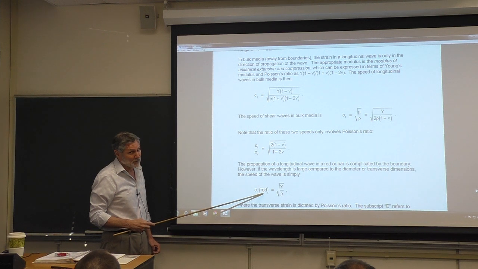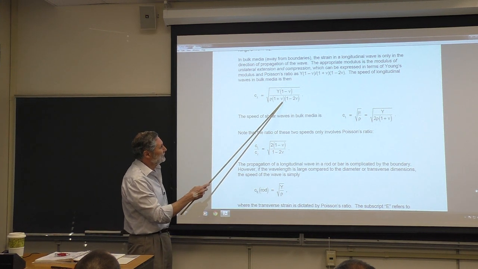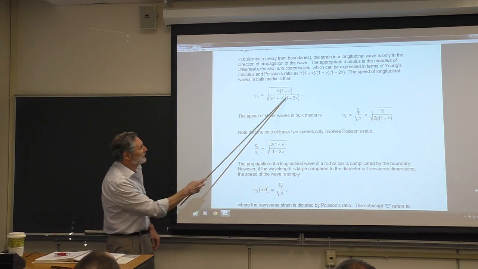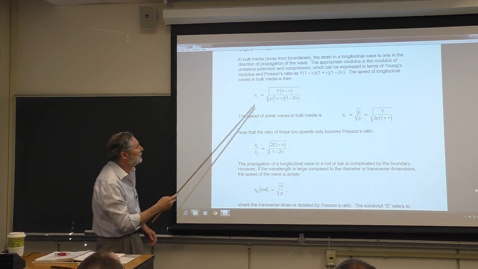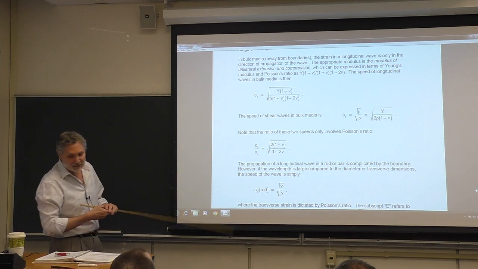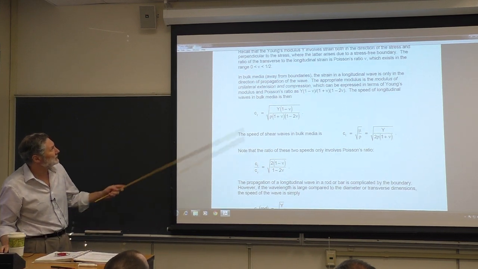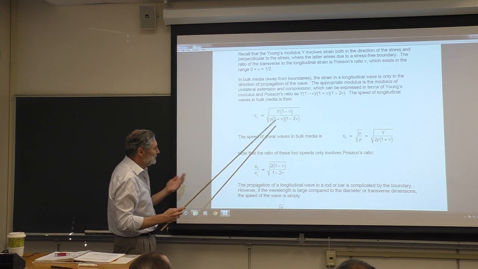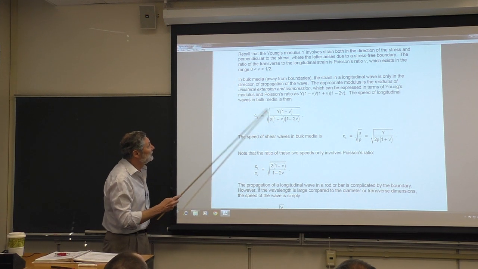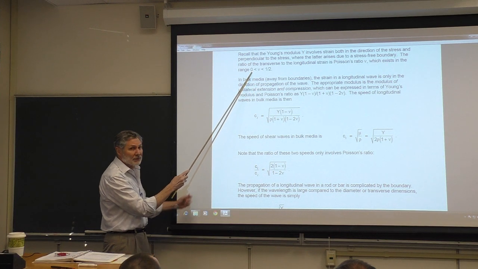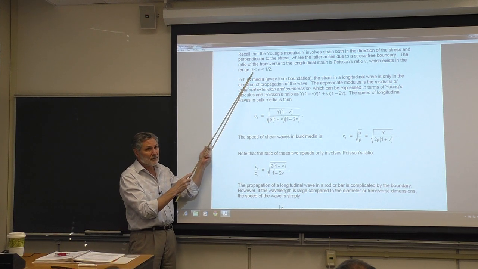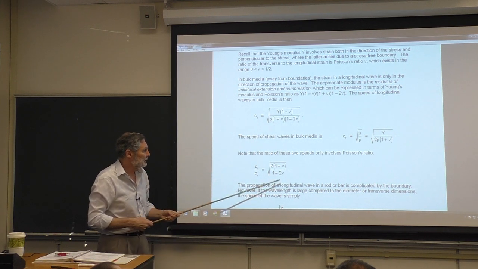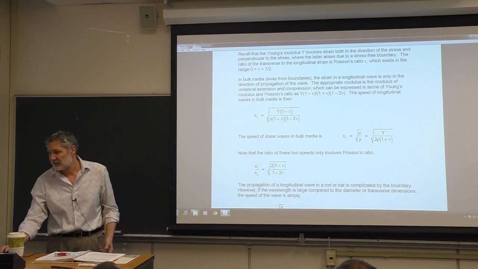Well, it's pretty clear if you look at this, there have to be limits on Poisson's ratio, or you're going to hit a lot of trouble here. This could blow up. So that's where I found this limitation. If you go through and check this, we're not going to do that, but I did this once, you will find that for the normal restriction on Poisson's ratio, this speed is greater than the other one, as expected.